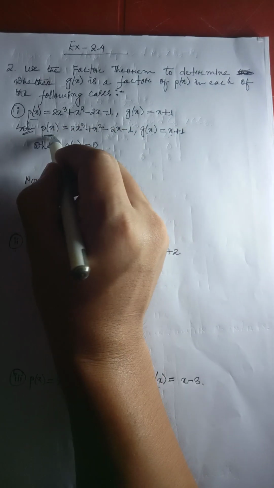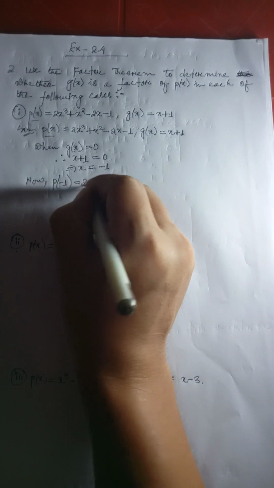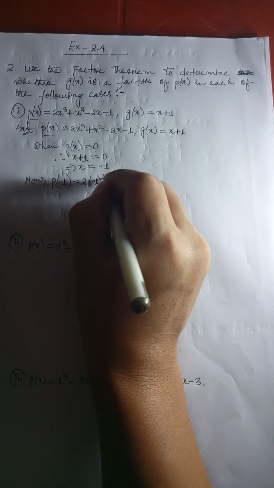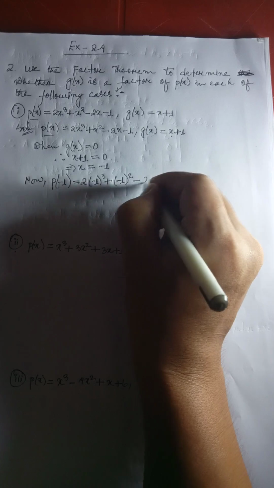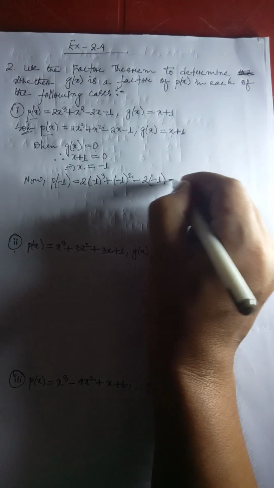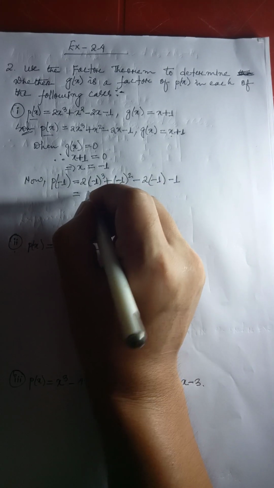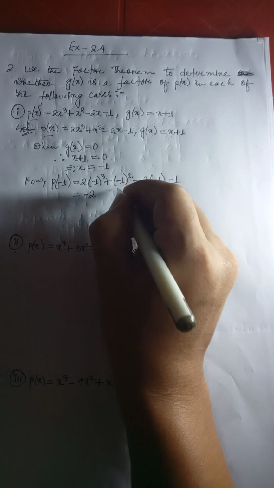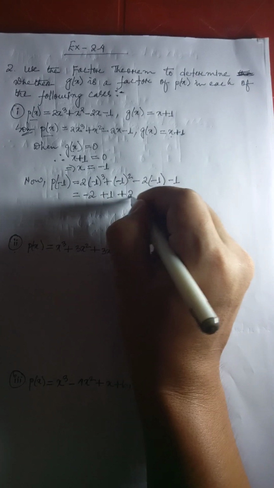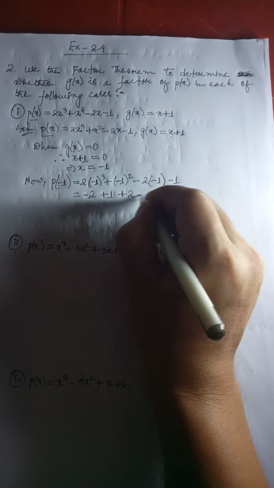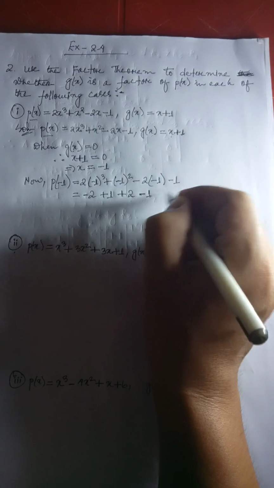Let us write p(x). What is the value of x that we have? It is minus 1. And here it will be 2 into (minus 1) cubed plus (minus 1) squared minus 2 into (minus 1), and after that minus 1. Minus 1 cubed will give you minus 1, and if you multiply with 2, you will get minus 2. Minus 1 squared will give you 1. Minus into minus will give you plus. 2 into 1 will give you 2, and after that minus 1. Just take it down from here.